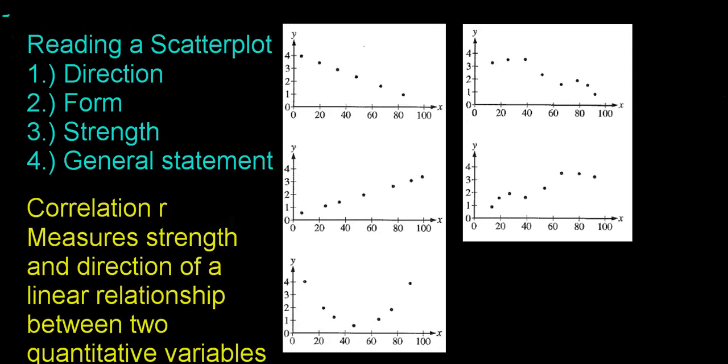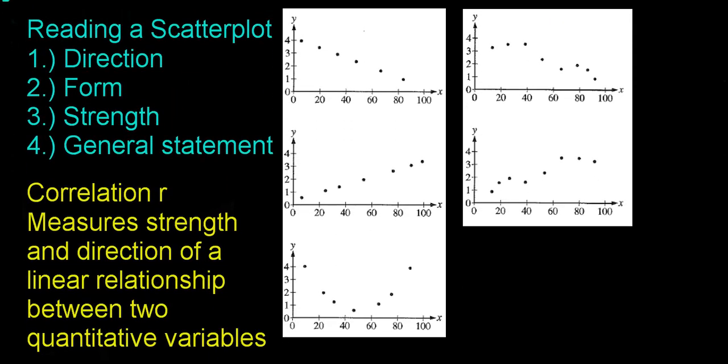All right, so let's take a look at how to read a scatterplot. Anytime you're asked to describe a scatterplot, please, 4 sentences. Talk about direction, form, strength, and a general statement. When we say direction, we simply mean positive or negative. Is the data going up or is the data going down from left to right? Form, we're talking about, is it making a line? Is it making a parabola? Is it making some type of curve? Strength, how strong is the relationship? How strong do we see that form? And then finally, a general statement in context.